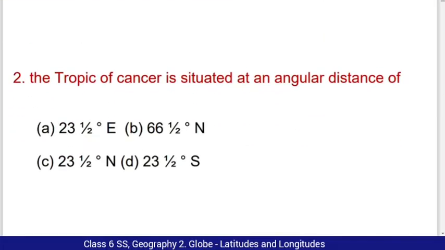Second question, the Tropic of Cancer is situated at an angular distance of 23.5 degree north. So the correct answer is option C, that is 23.5 degree north. The Tropic of Cancer is situated at an angular distance of 23.5 degree north.